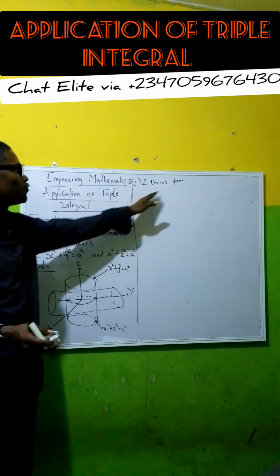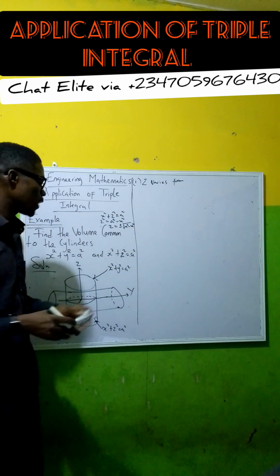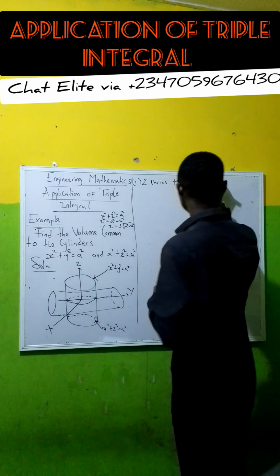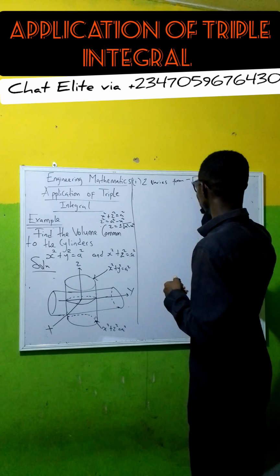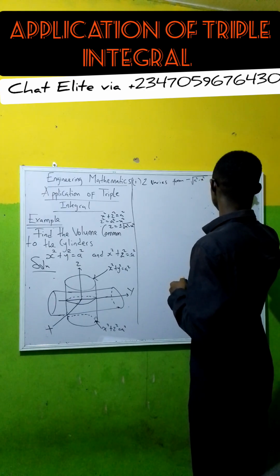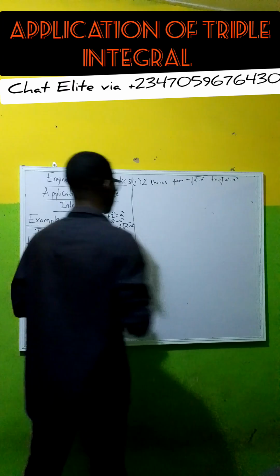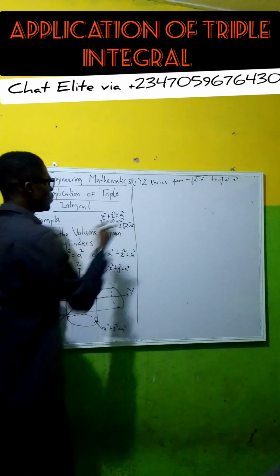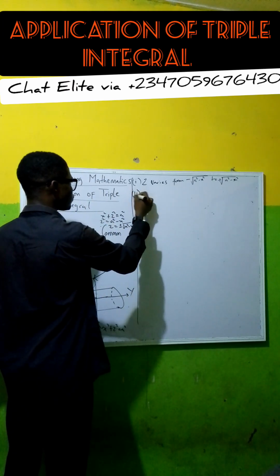Which means that Z varies from the negative to the positive. That is, Z varies from minus the square root of A squared minus X squared to positive the square root of A squared minus X squared. That is for Z. Now we have to consider Y too.